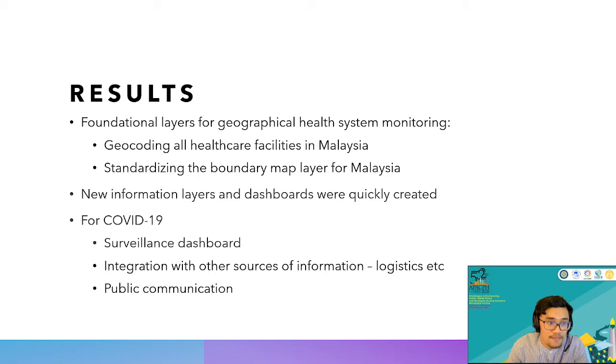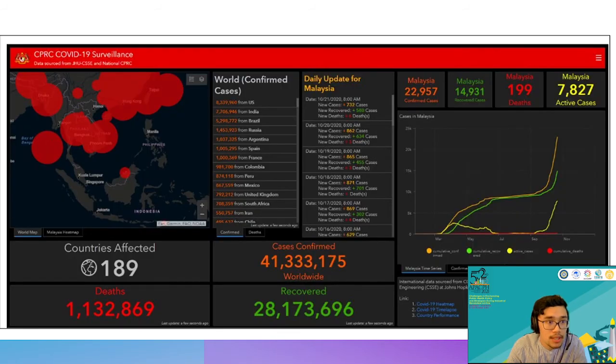By having these foundational layers, new information layers and dashboards were quickly created. And in the case of COVID-19, we were able to develop a national surveillance dashboard rapidly and to integrate with other sources of information such as logistics as well as international data sets. And we also use the data for public health risk communication via mobile application.